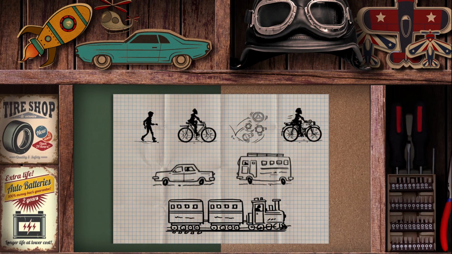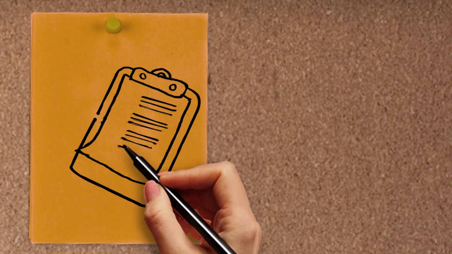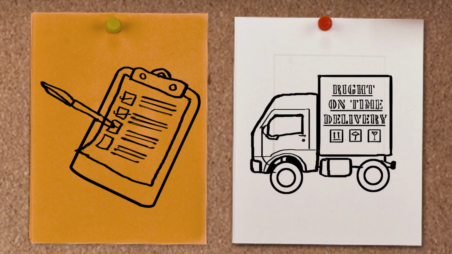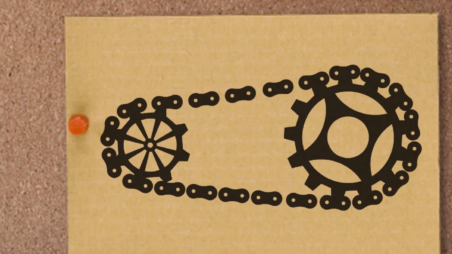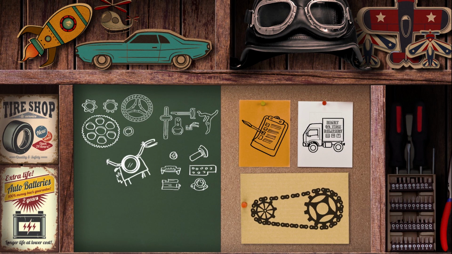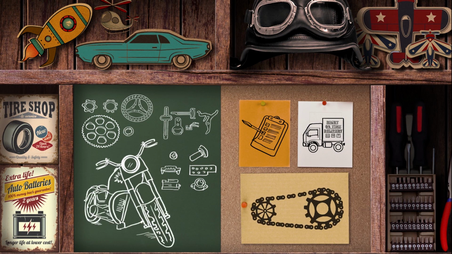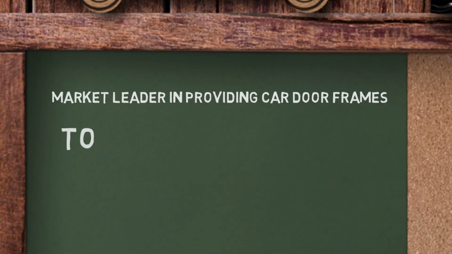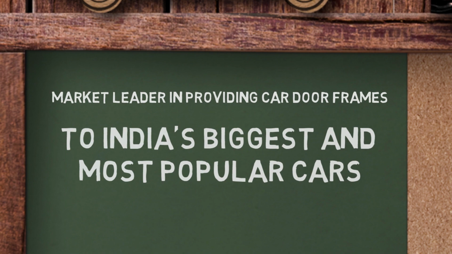Since then, it has diversified into making components to build two-wheelers, commercial vehicles, passenger cars, railway wagons, and coaches. The automotive industry trusted TII because of their strict adherence to quality and delivery time. The motorcycle and moped drive chains, and front and rear wheel sprockets that they make, pass one out of every two motorbikes in India. They are the market leaders in providing door frames to India's biggest and most popular cars.